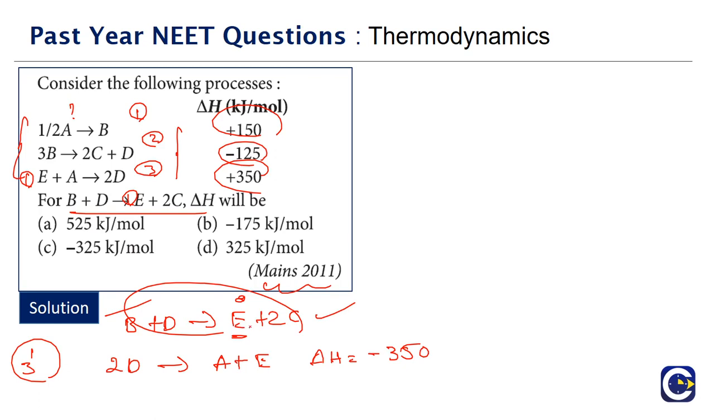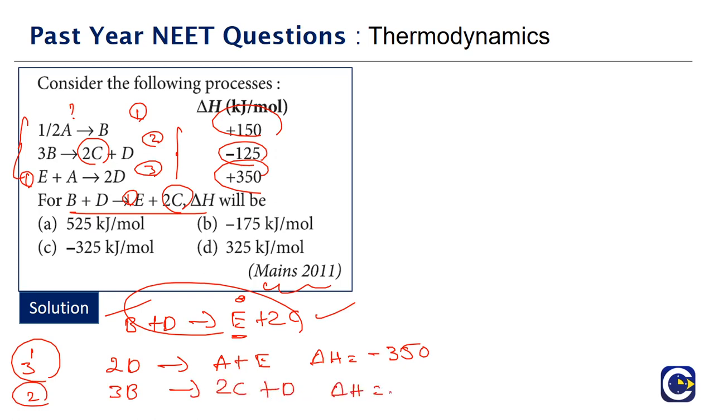Let's look at C. In the final equation there are 2 moles of C on the product side. C is also coming in only one equation, which is our equation 2. In equation 2, 2 moles of C is coming, that is also on the product side, meaning we should not disturb this equation. Equation 2 will come as it is, meaning 3B gives rise to 2C plus D.